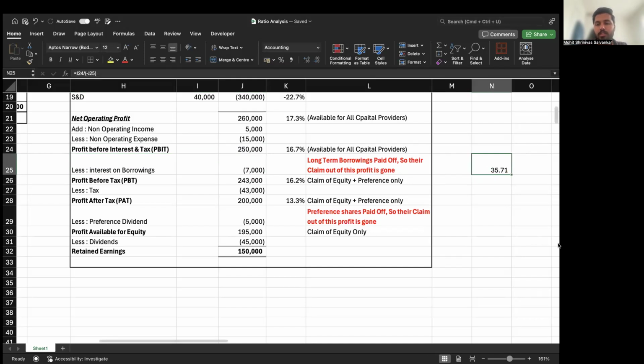The ideal ratio is 3. Up to 3, it is considered a good company. If it falls below 3, then there is a caution; it is to be looked at carefully. And if it goes below 1, which means your profit is not even able to service your interest, the company is doomed. So that's how you interpret this interest coverage ratio.